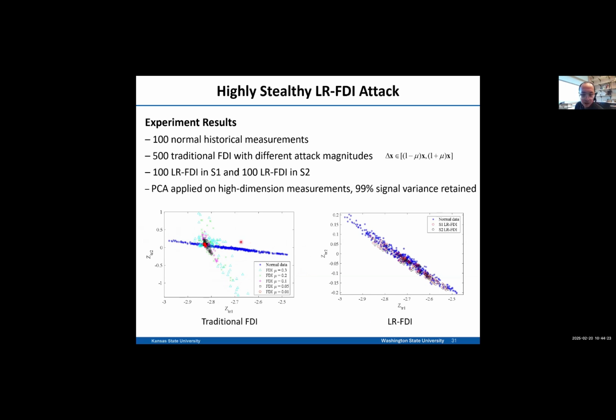So attacks with large attack magnitude are more likely to be detected by the machine learning detector. The red figure shows the projection of our proposed attack. It is seen that this attack locates inside the normal cluster, so the machine learning detector cannot detect it.